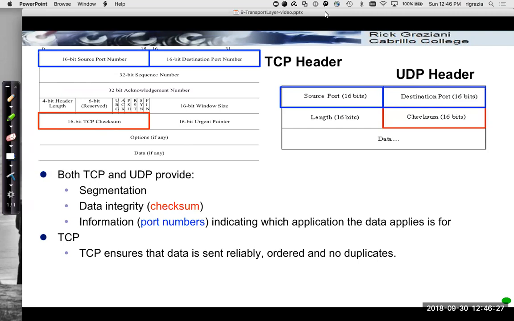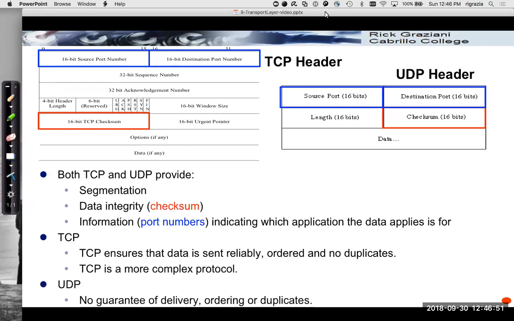But TCP ensures that the data is sent reliably, ordered, and if it's out of order, it's reordered, and there are no duplicates. TCP, as you can see between the two headers, is a much more complex protocol. There are a lot of things in the TCP header that are not part of the UDP header. With UDP, there's no guarantee of delivery, it doesn't care about reordering the packets, the segments, and doesn't care about duplicates. So a much simpler header.